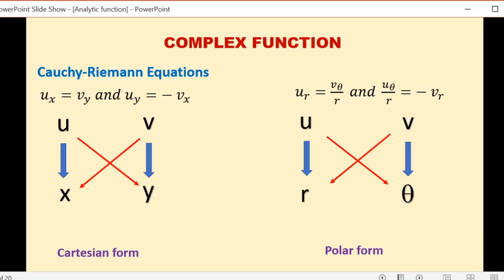Have we understood how to remember Cauchy-Riemann equations? Did you switch off that? Polar form, you want me to explain again?